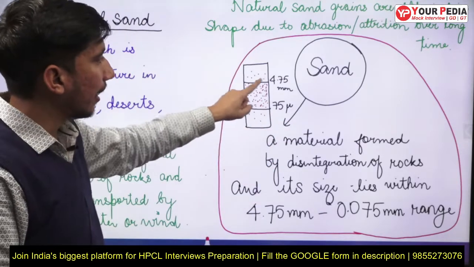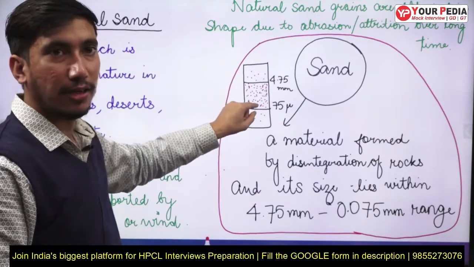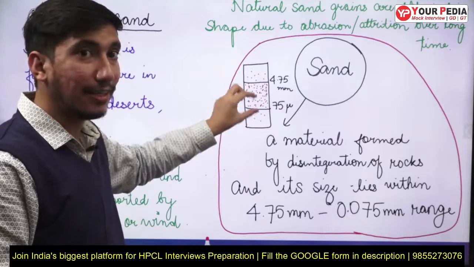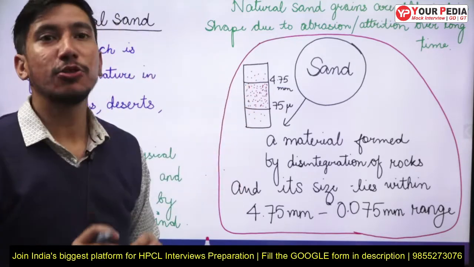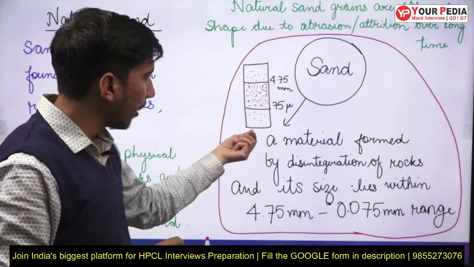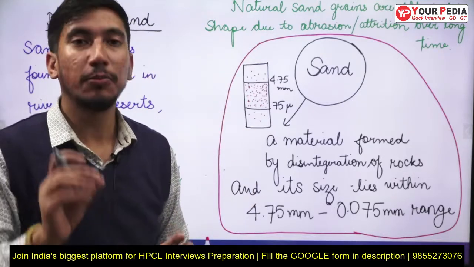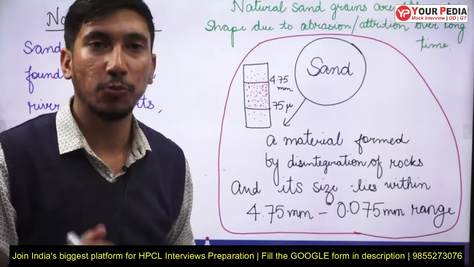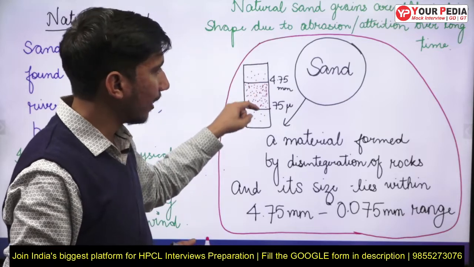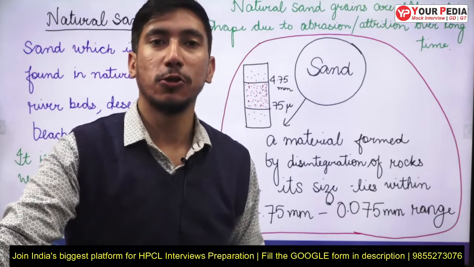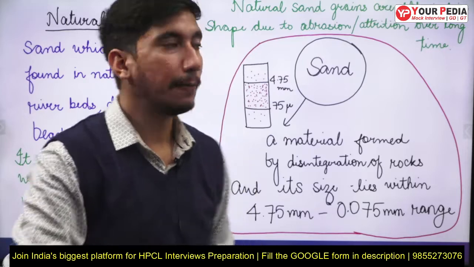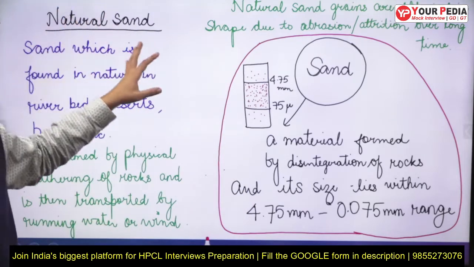If this soil is sand, then most of the grains will lie in this particular range only. There might be some finer particles, there might be some coarser particles, but their proportion will be very small. Most of the particles will lie in this particular range. Then only we can call a particular soil a sand. Okay. And now what is natural sand?